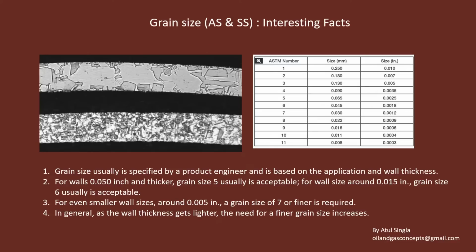Now there are a few things which we need to remember. Grain size is usually specified by the product engineer and is based on the application and wall thickness. Various wall thicknesses will have different kinds of structure and different resemblance with respect to the ASTM standard. For walls 0.050 inch and thicker, grain size 5 is usually acceptable. This acceptance criterion is also defined in the ASTM standard. So when the sizes are up to this range and above, grain size 5 is acceptable.